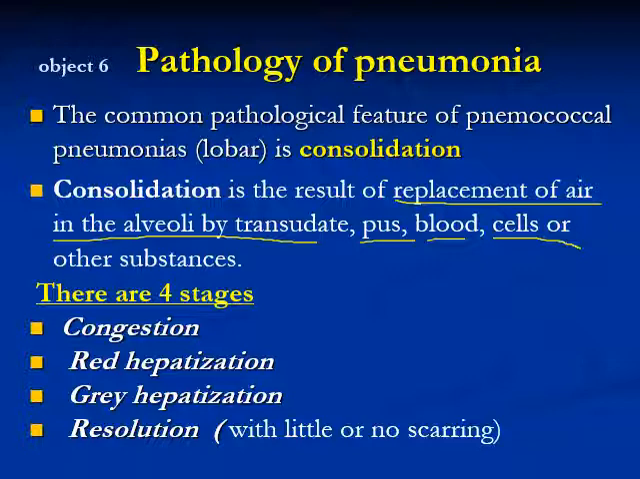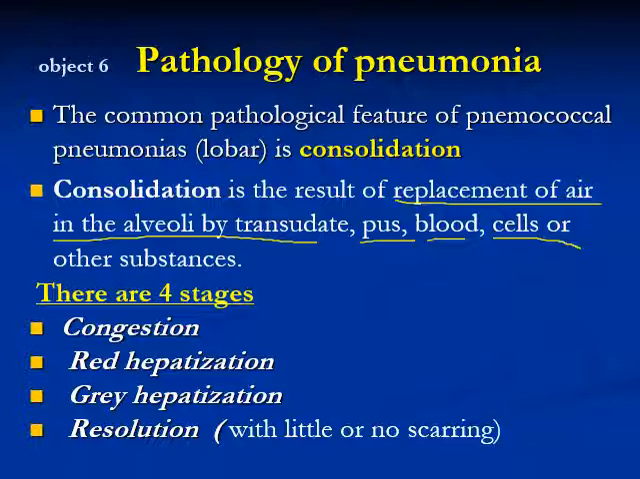Consolidation means solidification of the lung parenchyma. And this consolidation has 4 stages. Stage 1 causes congestion, and there is congestion only of the capillaries and blood vessels surrounding the alveoli. Still, there is no fluid inside the alveoli, only congestion in the blood vessels surrounding the alveoli.